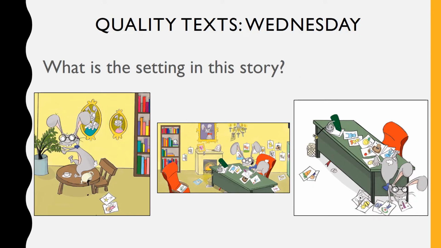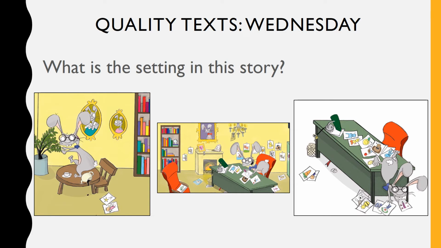When we think about the story Rodney Loses It, what is the setting in this story? Where does this story happen? Let's look at the pictures here. We've got a picture here of Rodney. I think he's looking for Penny the pen. He's knocking some things over. He's got a table and a chair and a pot plant and a bookshelf.